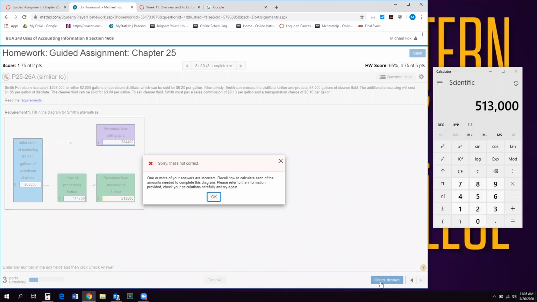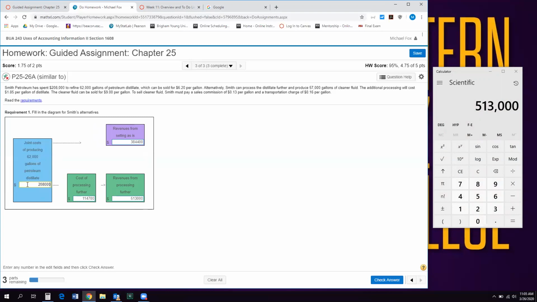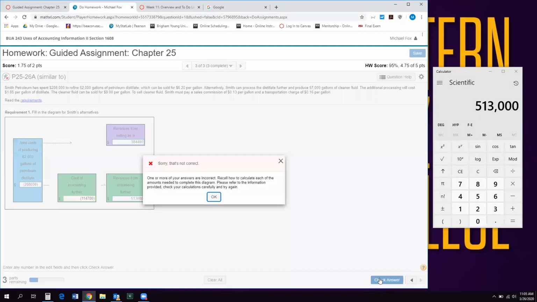Whoops, let's see what we did wrong. So we had, oh yeah, I remember this. It wants us to show these costs as negatives. So it wasn't that I actually had the numbers wrong. It was that Pearson is dumb. Technical term, they're dumb. Let's see if that's it. Okay, maybe I'm the one who's dumb.